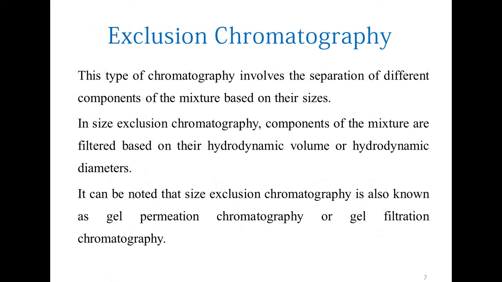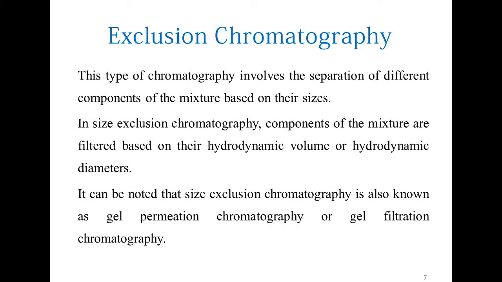Next is size exclusion chromatography. This type of chromatography involves the separation of different components of a mixture based on their size. In size exclusion chromatography, components of a mixture are filtered based on their hydrodynamic volume or hydrodynamic diameter, which means according to their size. It can be noted that size exclusion chromatography is also known as gel permeation chromatography or gel filtration chromatography. The basic phenomenon of this technique is separation of components on the basis of their size.